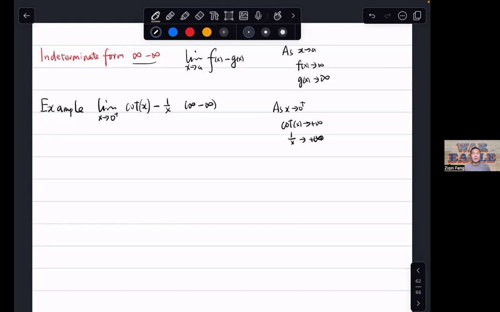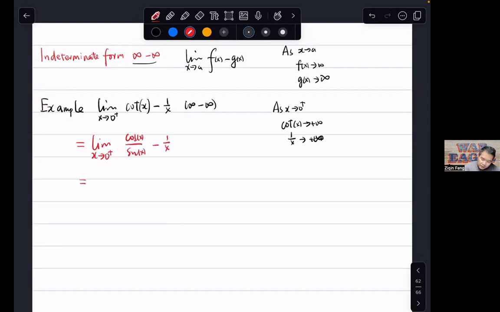So the only way is using some algebra, change your function to a quotient form, which is either 0 over 0 or infinity over infinity. Then you apply L'Hopital's rule. So how do we do that? We don't have many tricks in this example. First, we don't like cotangent, right? Change to cosine of x over sine of x minus 1 over x.